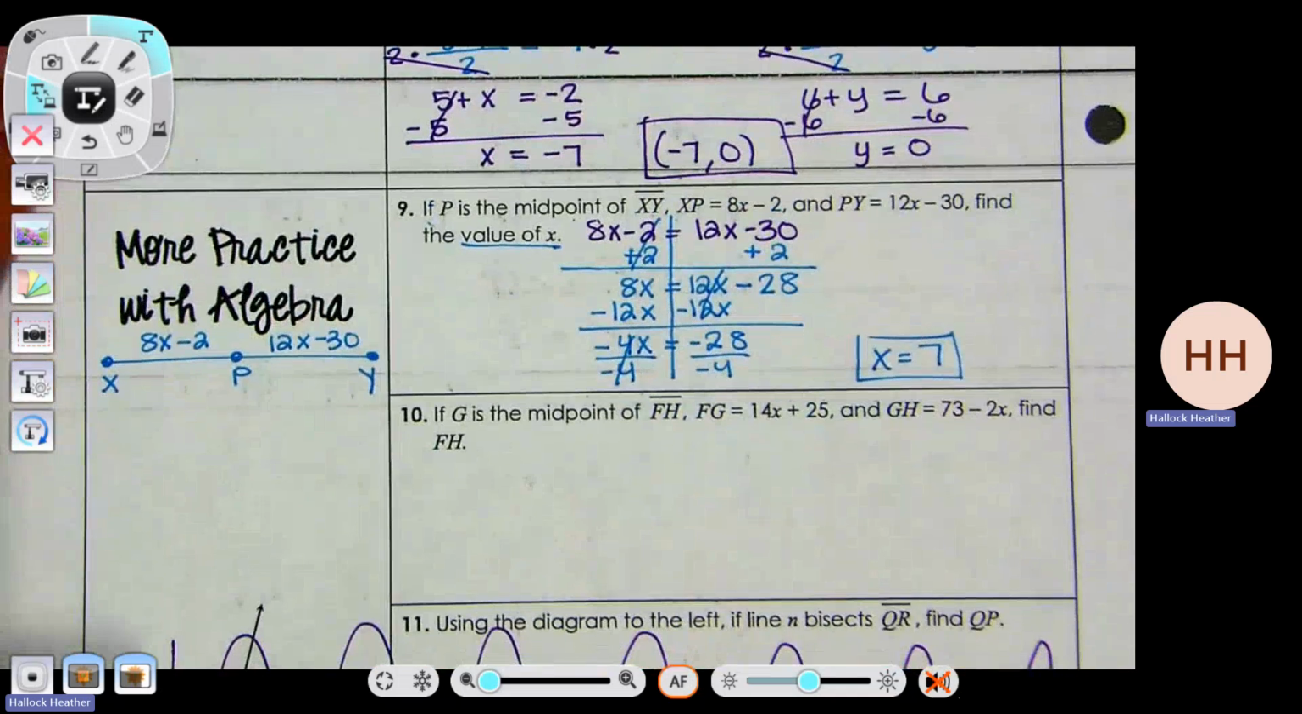The last problem, take a second, try number 10. You will have to plug it back in. So take a minute and then we're done with our notes.